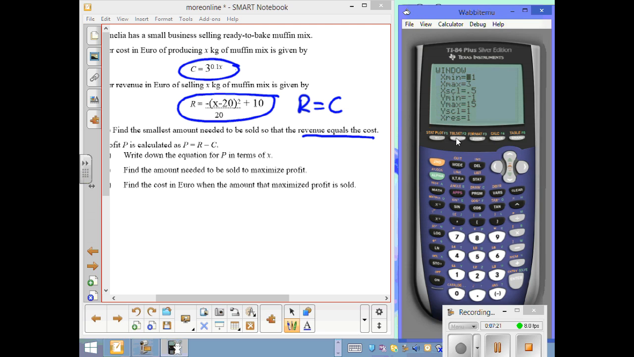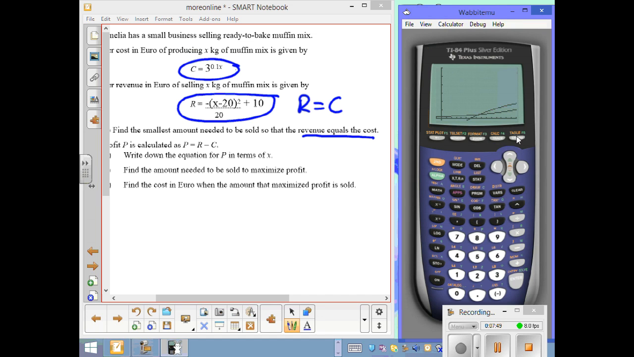So -1 to 3, maybe this is a bit too little, I'm not sure. So I'm going to put in about 15, and x scale is 1. Y minimum, here we have a value about 20, so I'm going to put in about 30 here, and then y scale about 5, for example. And then I'm going to graph it. So that's my cost curve.